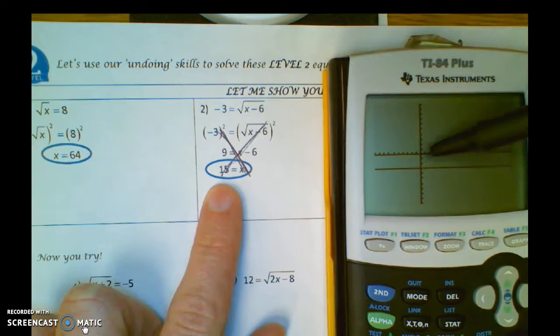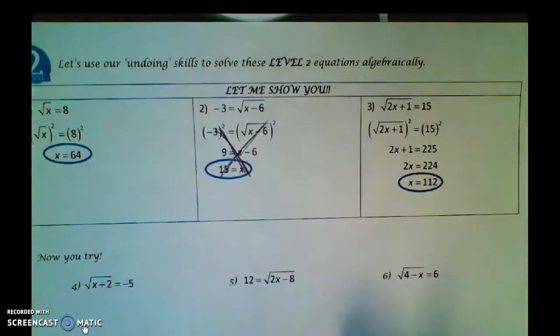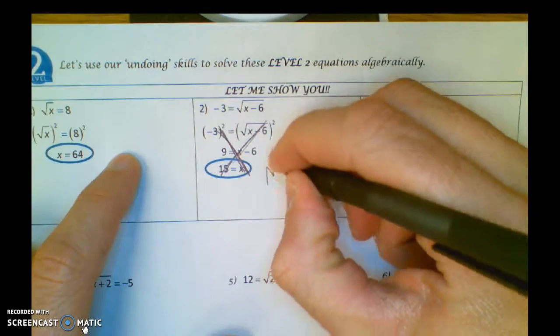So here's all my x values. There's no intersection between these two graphs at x equals 15. So this is no solution. So anytime you have a square root, and it's really only the square root or the even roots that can have a solution be negative.